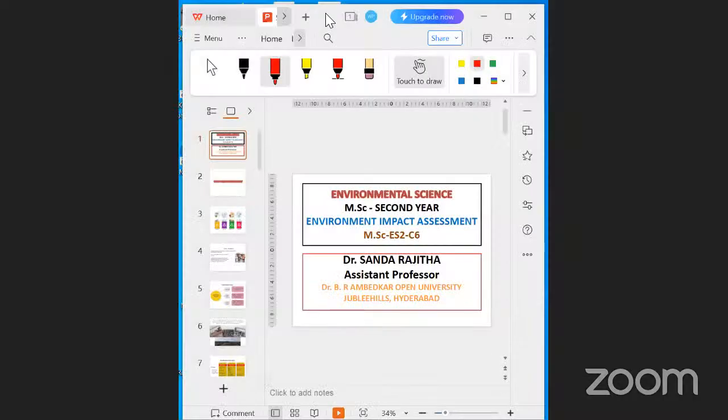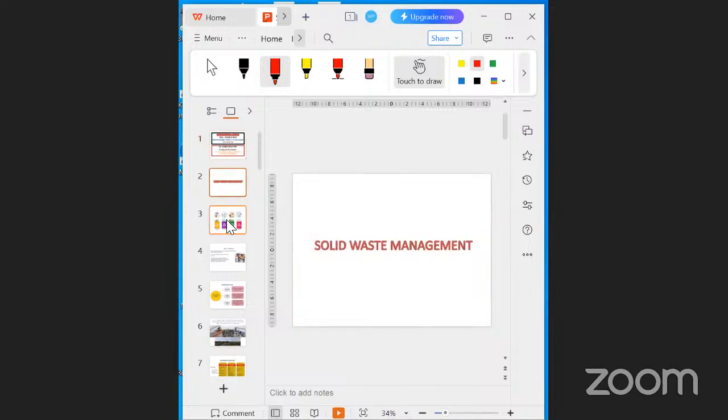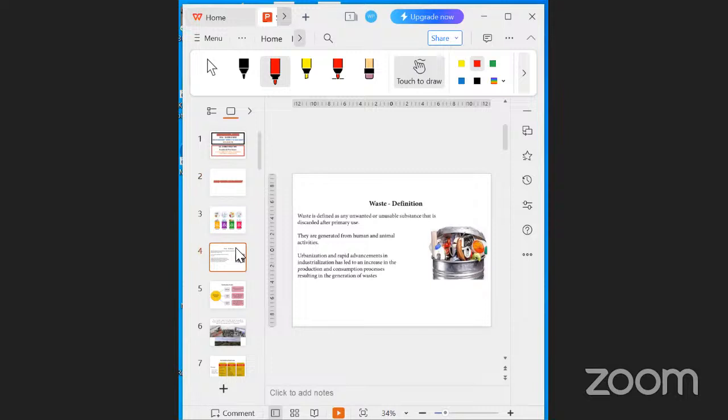Now, the next topic is solid waste management. So, what is waste? Waste is defined as any unwanted or unusable substance that is discarded after primary use. Any unwanted or undesirable substances that are thrown away after their primary use.